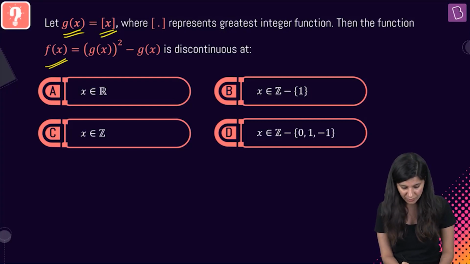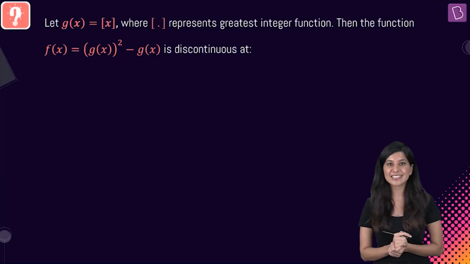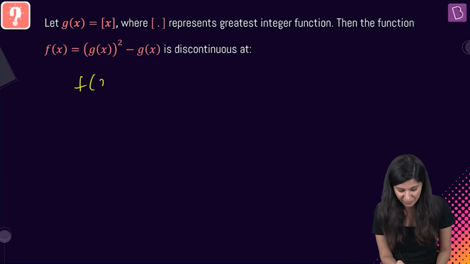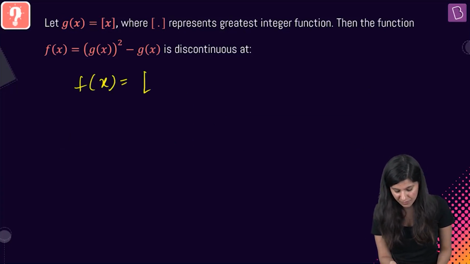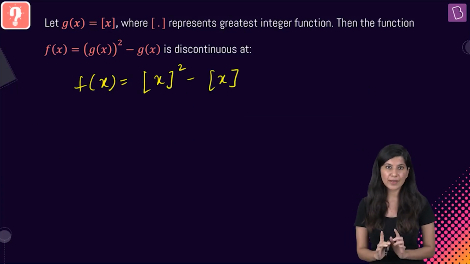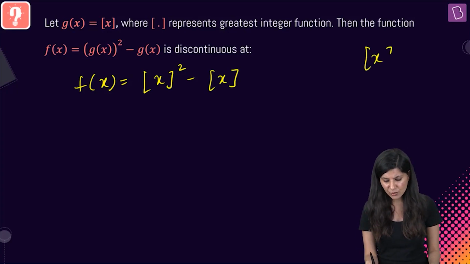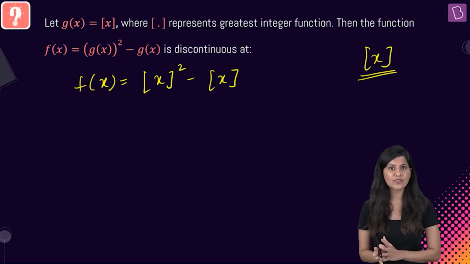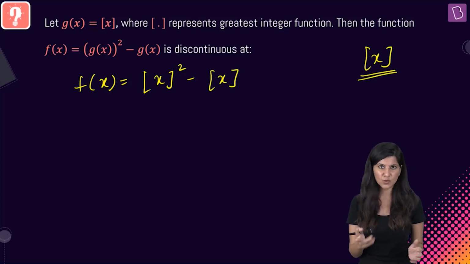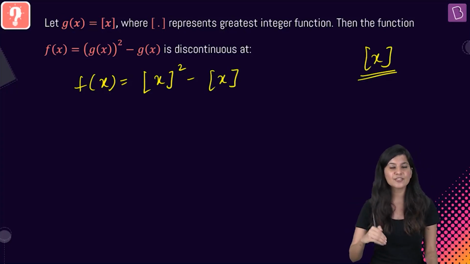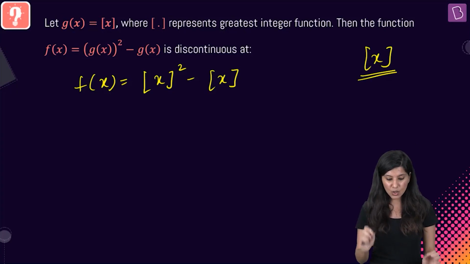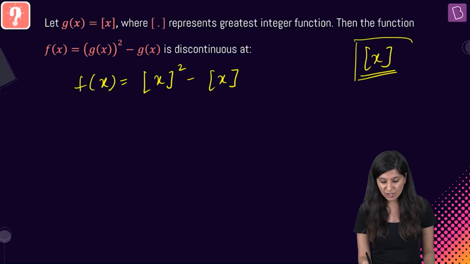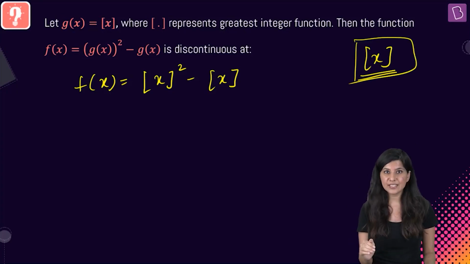Alright, so what we will do is we'll first write f(x), right? Let's do it in the next slide. f(x) would be equal to what, you tell me? GIF of x square minus GIF of x, right? Now we already know one thing: if I talk individually about this greatest integer function of x, bracketed x, this function is discontinuous at all integers.